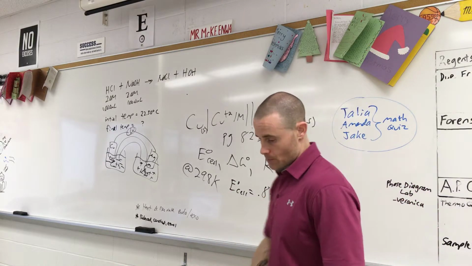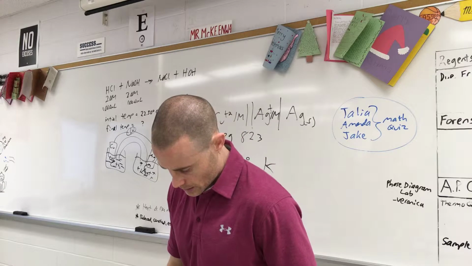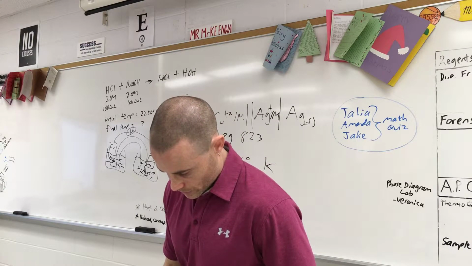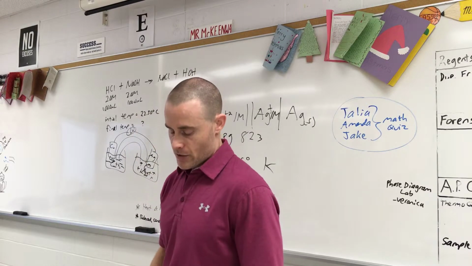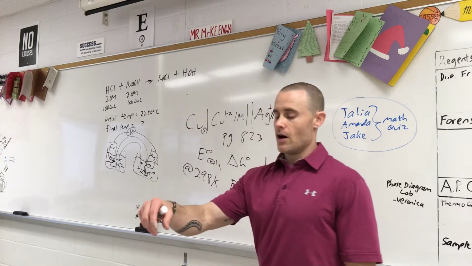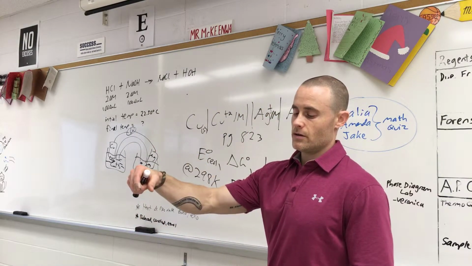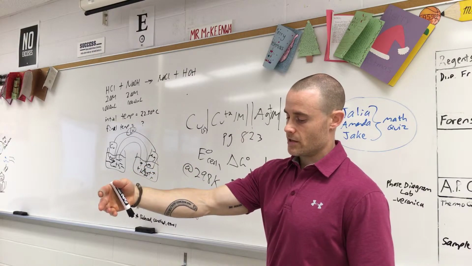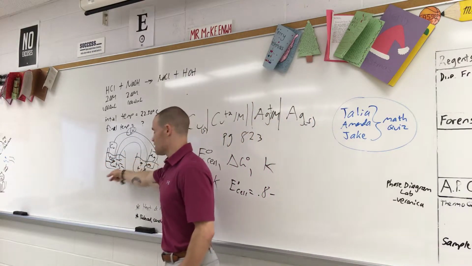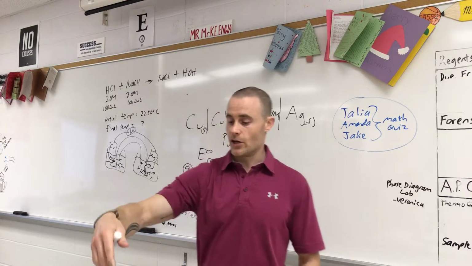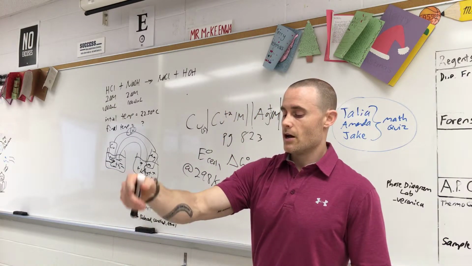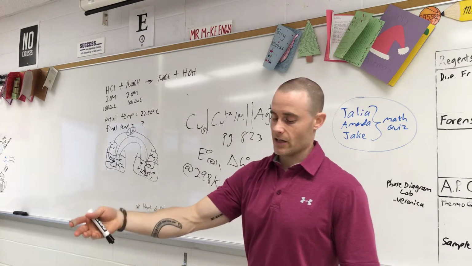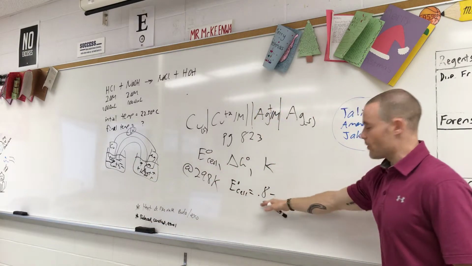But anyways, that's 0.8. Now 0.34. I just want to find it here. 0.34, there it is. Again, even though the copper is losing electrons, creating copper ions, the way it's written in this chart, the standard reduction potential is always the ion gaining electrons. That's why it's cathode minus anode.